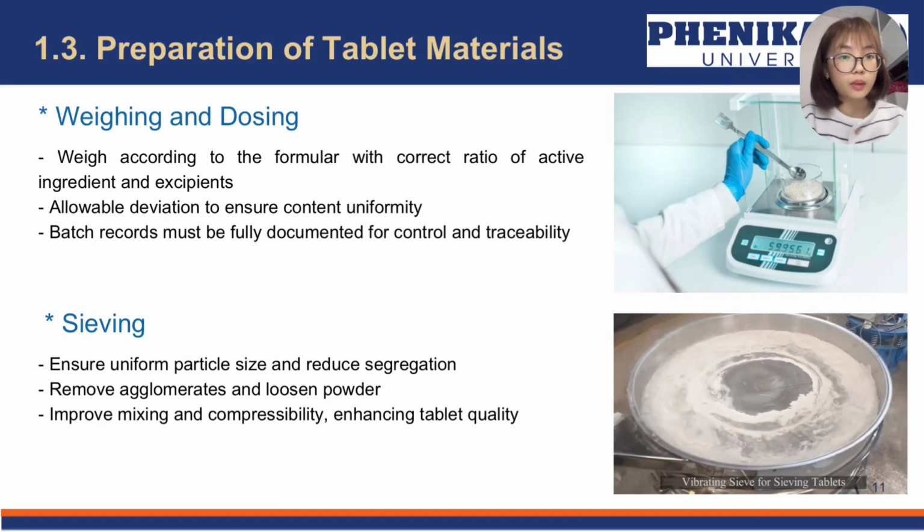Weighing and dosing: weigh according to the formula with correct ratio of active ingredient and excipient, within allowable deviation to ensure content uniformity. Records must be fully documented for control and traceability. Sieving: ensure uniform particle size and reduce segregation. Remove agglomerate and lumps. Improve mixing and compressibility. Handling tablet quality.